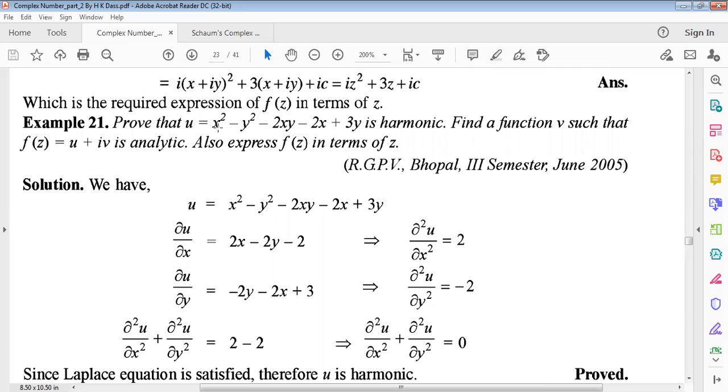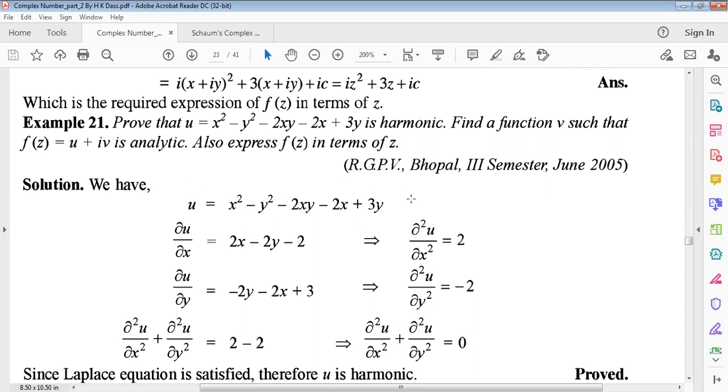Prove that u equals x square minus y square minus twice xy minus twice x plus thrice y is harmonic. This is actually the equation of a parabola or ellipse maybe, and this is the harmonic. Find a function v such that f(z) equals u plus iv is analytic. Also express f of z in terms of z.